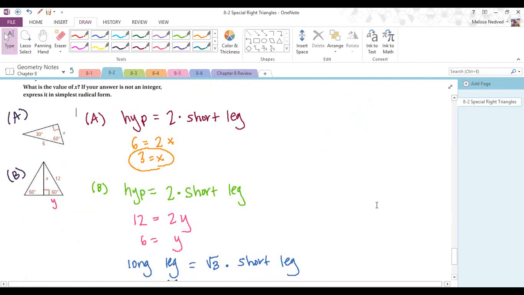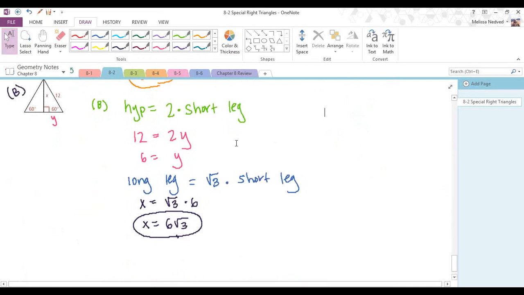So for part A, you should have gotten X is equal to 3, and I've left my work here for you to look at. In part B, you should have gotten X is equal to 6 times the square root of 3. And again, my work is there for you to look at.